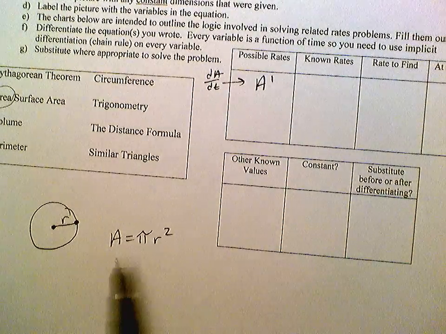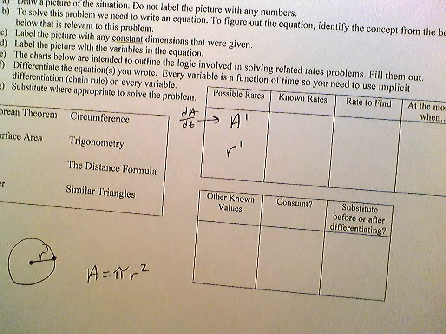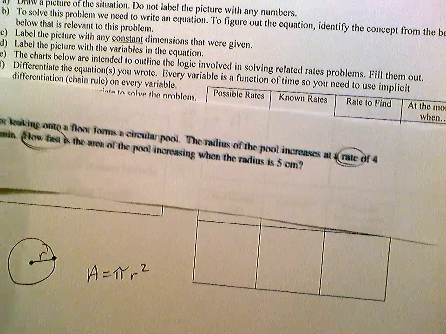What else is changing over time? The radius is changing over time, so r prime. That's another rate that could come into play. Now, what about known rates? What about rates of change that we know?